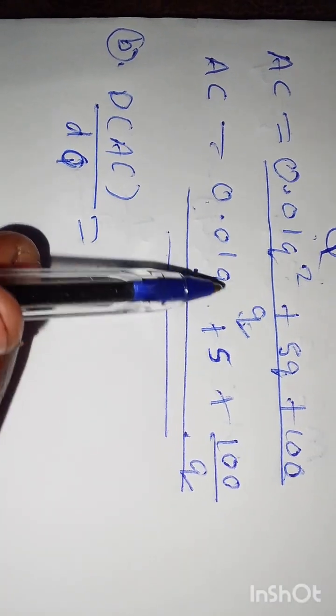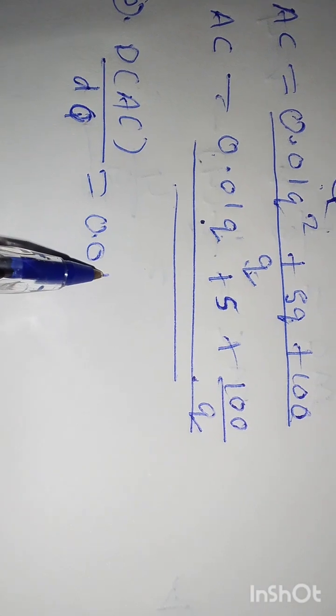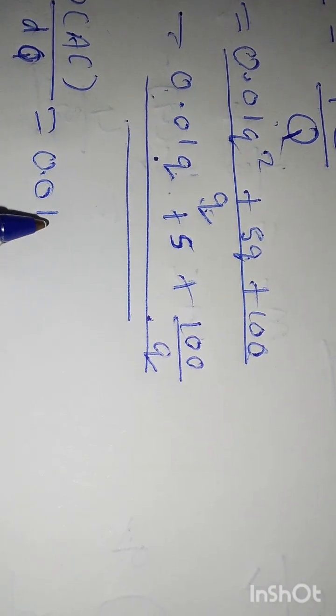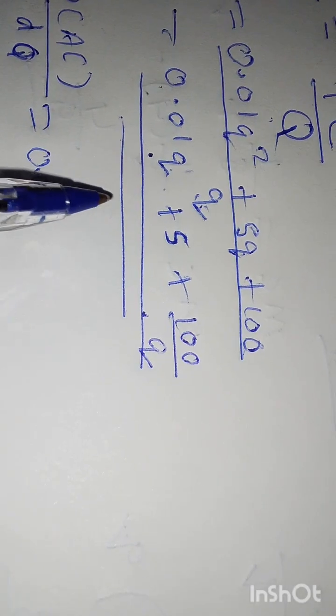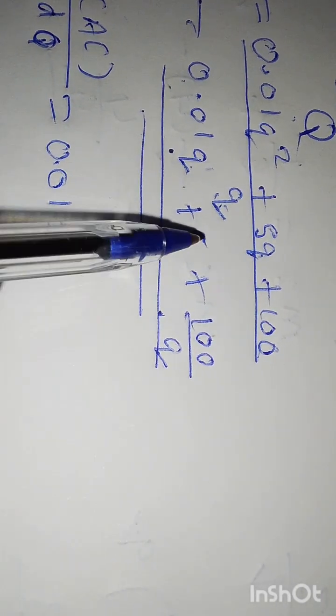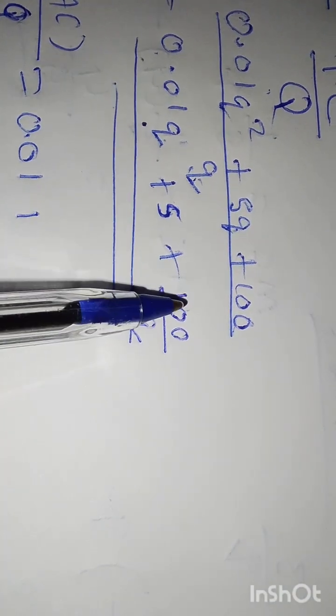If we differentiate it, this one is the same as q to the power 1, so 1 times this one gives 0.01. Then q to the power 1 minus 1 is q to the power 0, which is 1, plus. If we differentiate this 5, we're going to have 0, so we skip this part. Then we go to this part here.